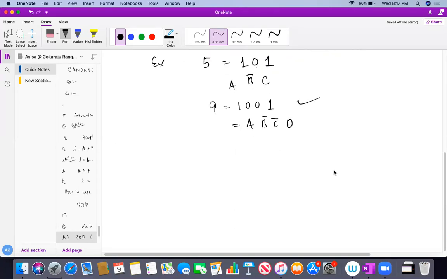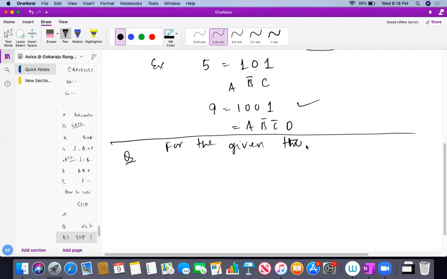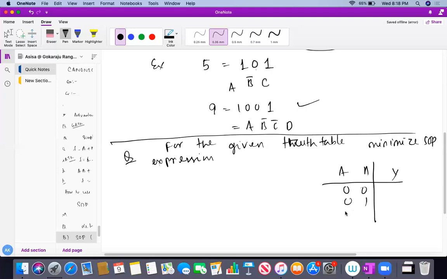Next I'll give you one question. For the given truth table, minimize the SOP expression. The truth table is given here: A, B, output is Y. The input combinations are 0 0, 0 1, 1 0, 1 1. As we know, 2 inputs means 2 to the 2, so 4 combinations are possible. The outputs are 1, 0, 1, 0. Let's say this is the question.